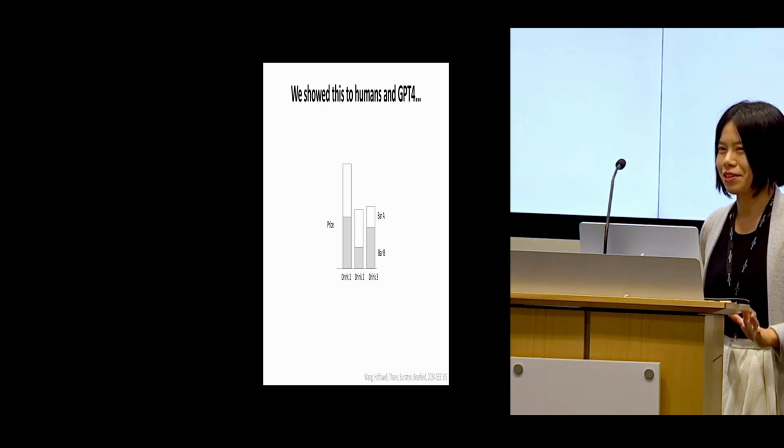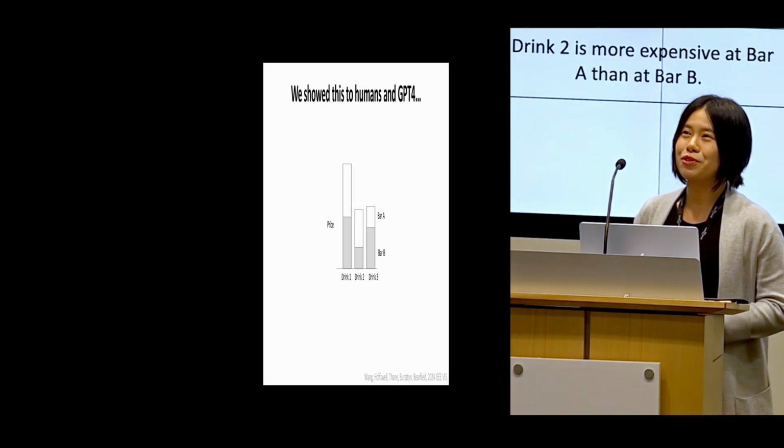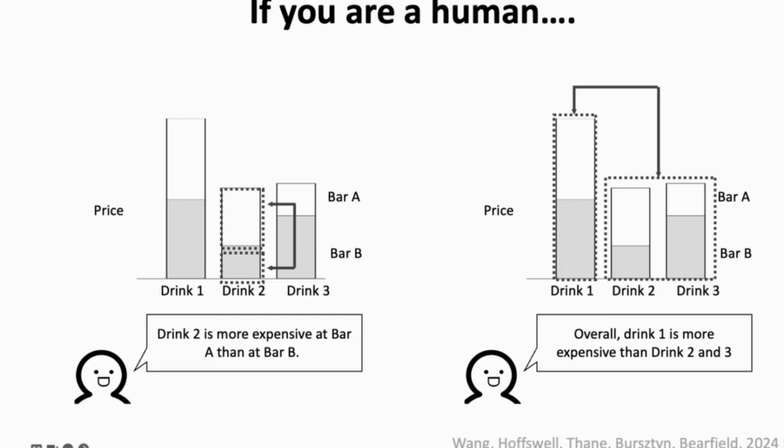Now, I won't put anyone on the spot just in case, but if you're human, you might want to compare the same drink across two bars to say things like, drink 2 is more expensive in bar A than it is in bar B, or you might want to compare the overall price of drinks. You might want to say drink 1 is more expensive compared to drinks 2 and 3. Right? So these are valid comparisons that when we crowdsource humans, they tend to make, very intuitive.